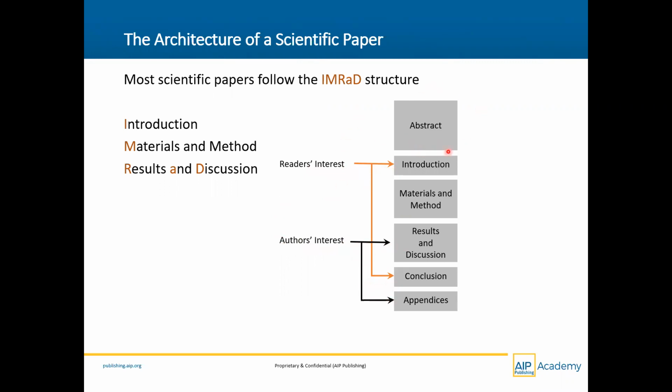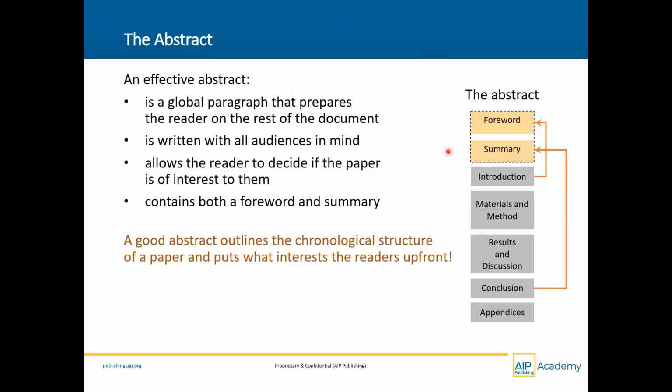So let's talk about ways that you can make an effective abstract. The goal of an abstract is a global paragraph that will prepare your reader for the rest of your scientific paper. It's written with all audiences in mind, both specialists and non-specialists, and it allows a reader to decide if a paper is of interest to them. It can be broken up into two areas, a forward and a summary.